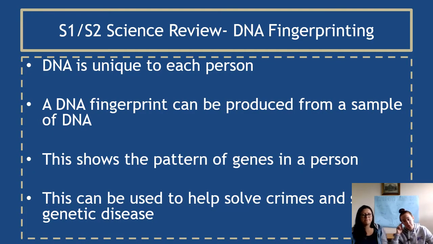So again, in terms of background knowledge that you have, there's not much in terms of what you would learn in Nat 5 or even Nat 4. There's stuff you probably did in S1 and S2 when you look at DNA and fingerprinting and various forensic things. So you learn obviously the idea DNA is unique to each person. A DNA fingerprint can be produced from a sample of a person's DNA, and that this is responsible for showing us the patterns of the genes in a person.